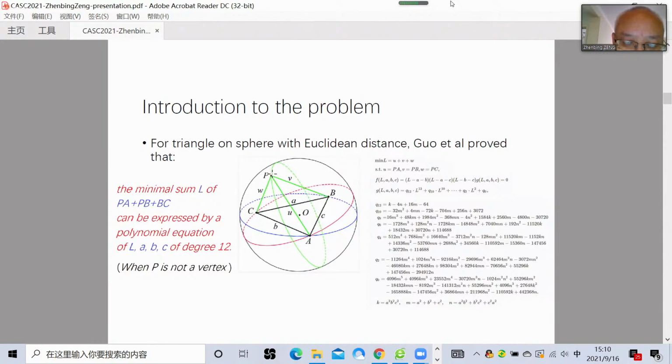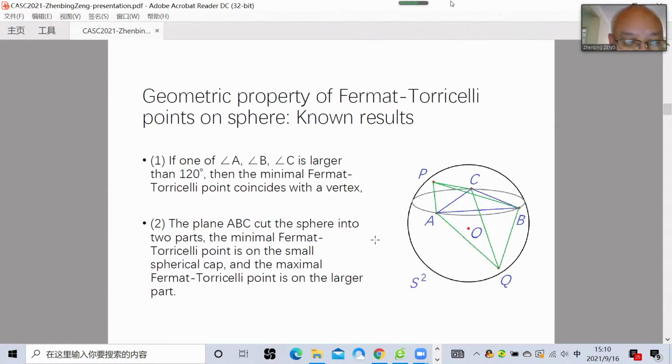So in this talk, we want to investigate the geometric property of this optimal point P. So these are some known results. If one of the angles is larger than 120 degrees, then the minimum point P will coincide with one of the vertices A, B, or C.